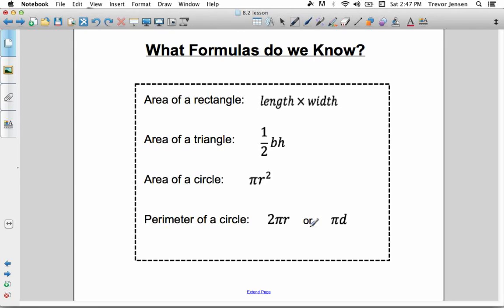So let's do that. Before we do that, just a quick reminder of what some of the formulas we'll be using are. I don't know why it's lagging like that.